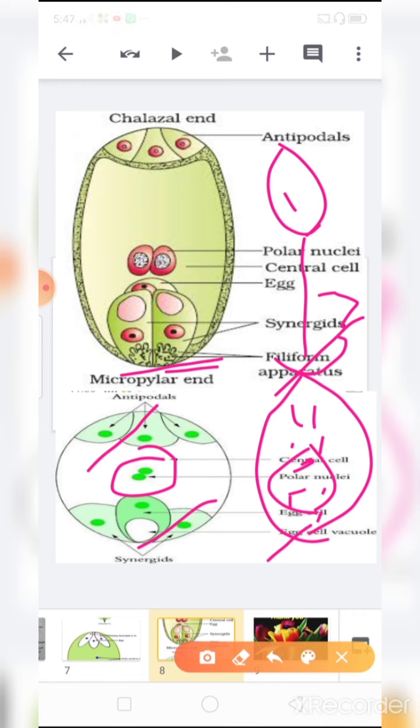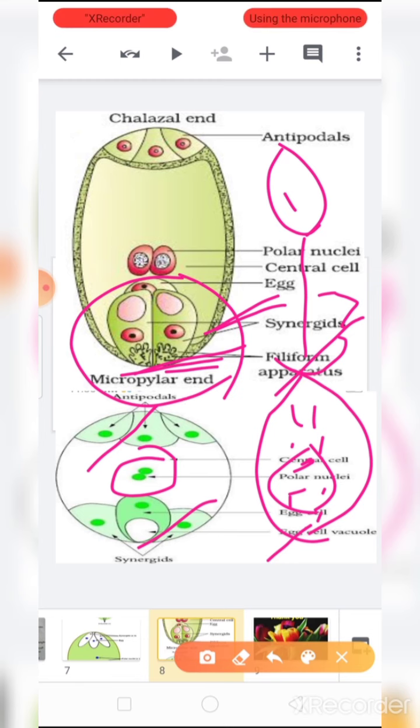Next, coming to the micropylar end, the 3 nuclei of the micropylar end are surrounded by plasma membrane and form the 3-celled egg apparatus. This egg apparatus contains a centrally located egg cell and 2 synergids.